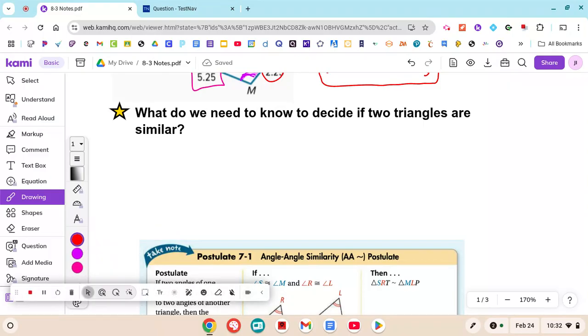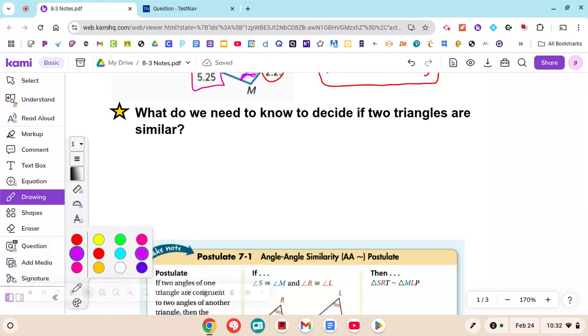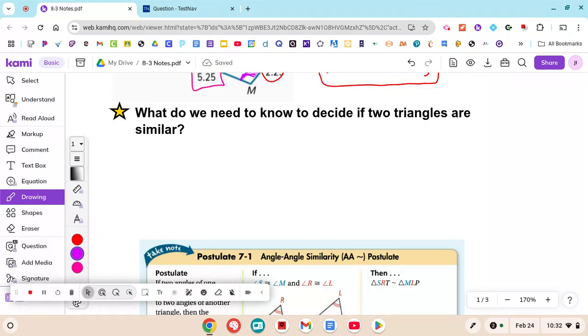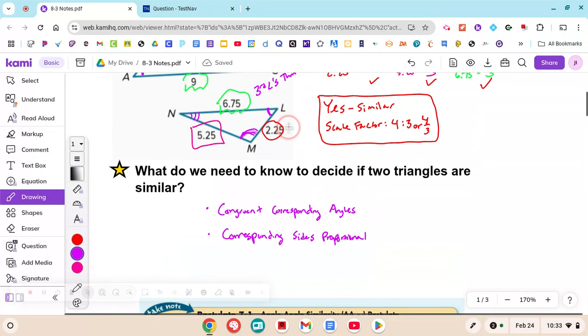Okay, so the things we need to know are that we have our angles matching, so we need to have congruent angles, they have to be the same measure, congruent corresponding angles, so in the same spot. And then we also need to have corresponding sides proportional. It just means they give the same ratio, like the 4/3 that we were talking about. So that's what we think we need. We need all that information.